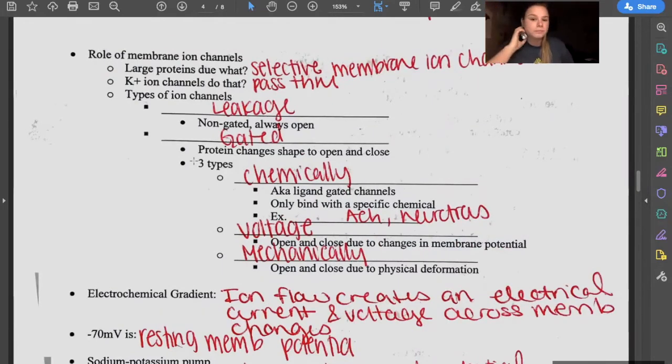Please bear with me. Okay, so we have types of ion channels, right? Just like when we talked about ion channels the last time, right? We have leakage channels that are non-gated, right? They're always open, they're always leaking, okay? We have gated channels, proteins that change shape to open and close, right? This has a lot to do with the sodium-potassium pump, which I'll show you later. And then we have three types of gated channels.